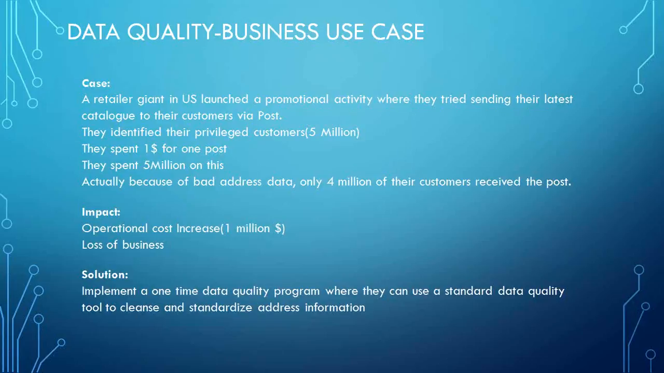So if you ask me what the solution for this problem is, you identify the privileged customers' addresses, then you take up an address standardization project, and then you augment, cleanse, or standardize those addresses, so that going forward, out of 5 million, at least I have 2 or 3 million customers with proper addresses. Okay, so this is one typical business use case, and this is the impact and this is the solution. So any questions on this slide?